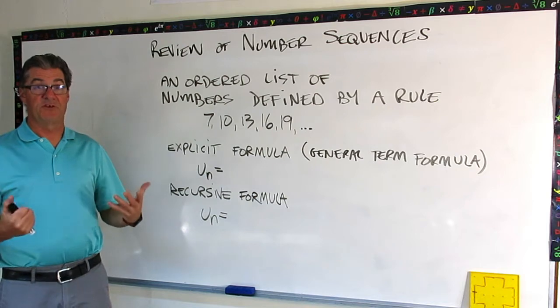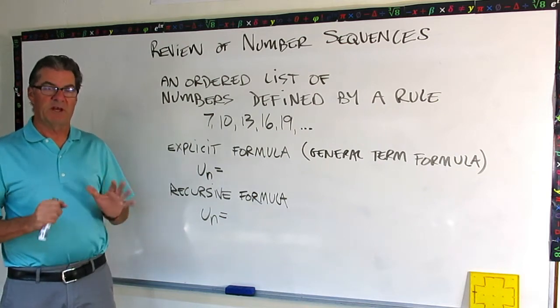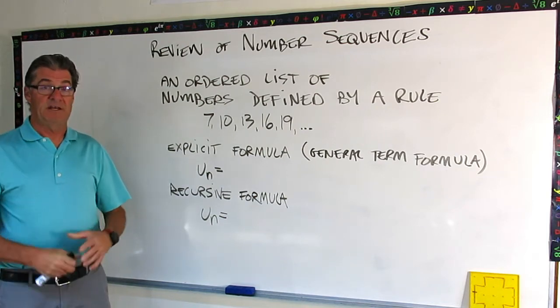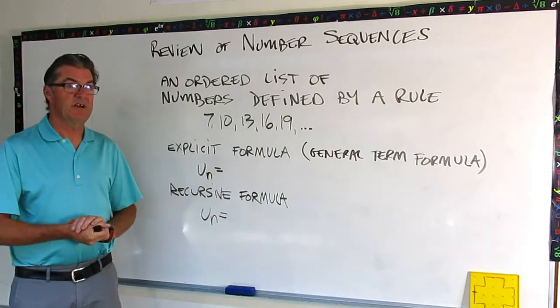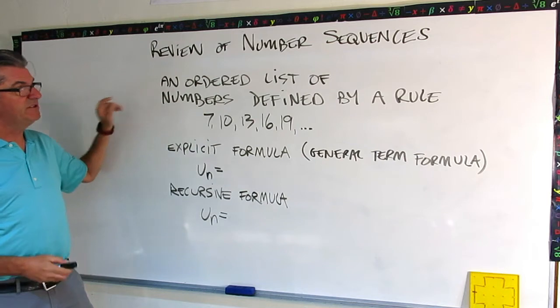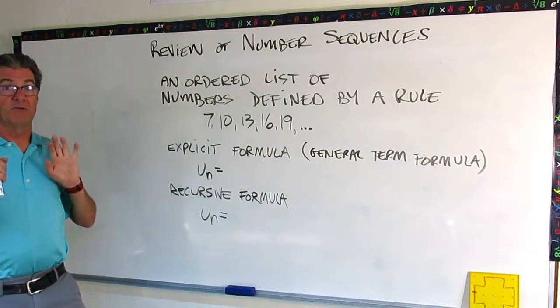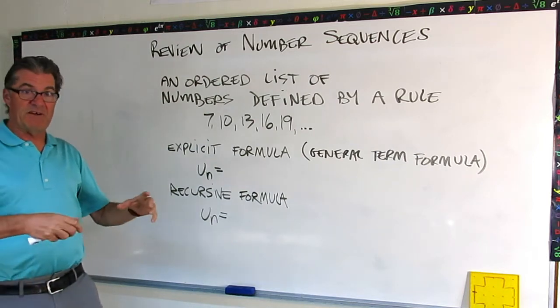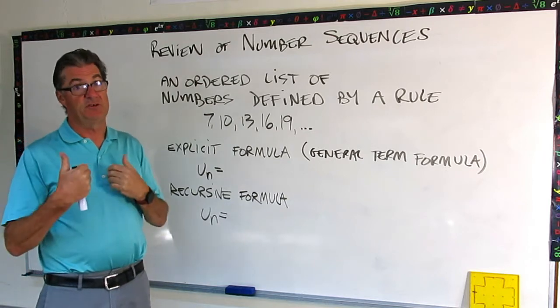Today's topic is a review of sequences. We've been working in this chapter for about a week, and now we're going to finish up with a review. So let's get started. The basic definition of a sequence is just an ordered list of numbers defined by a rule. So you can figure out what each number in that list is if you use that rule.